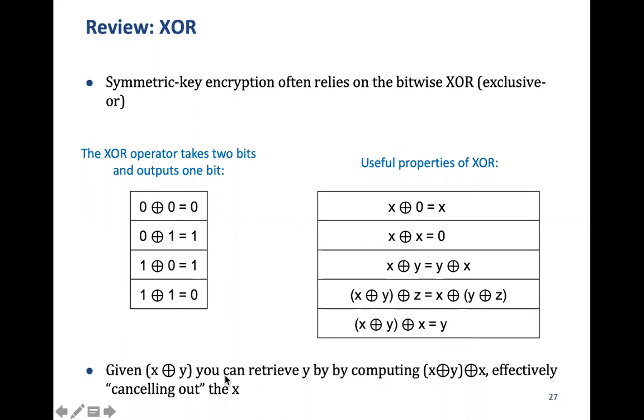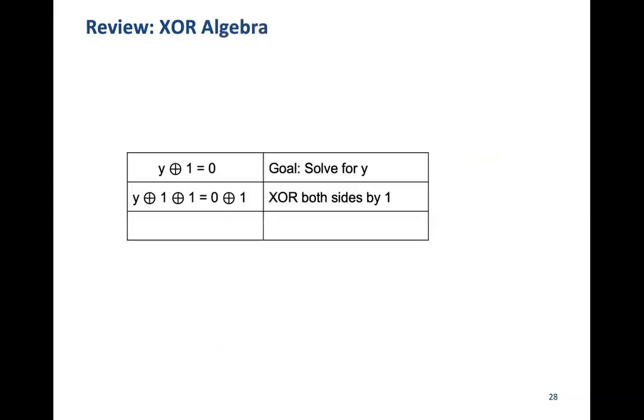Okay. So basically, if you receive X exclusive OR Y, and you know the value of X, which can be a key, for example, then you can retrieve the value of Y from that. All right. And this algebra can also be applied on exclusive OR. Okay, so given this thing, Y exclusive OR 1 is equal to 0, we can solve it for Y.